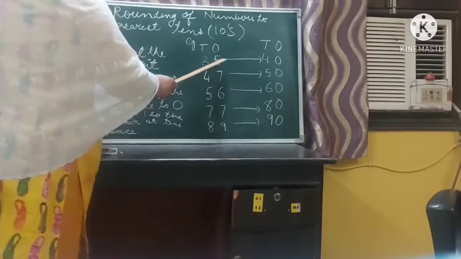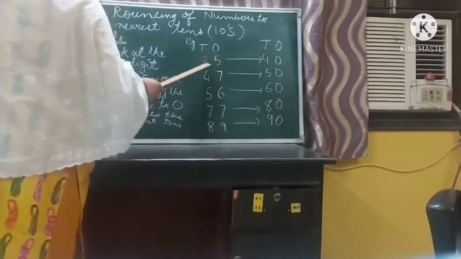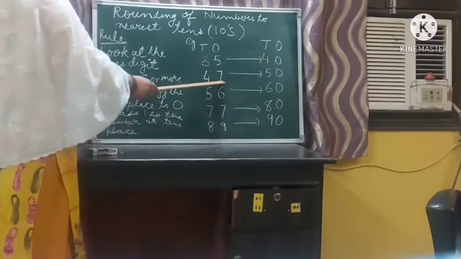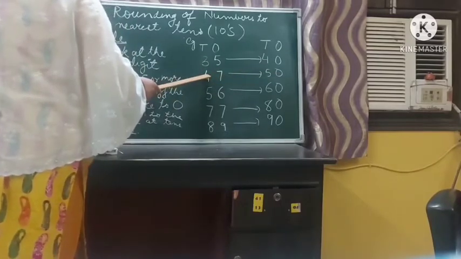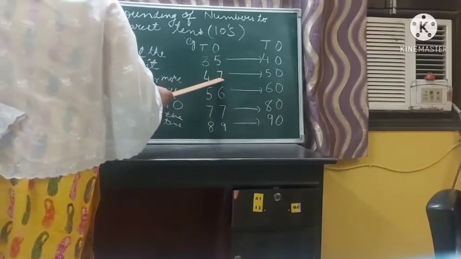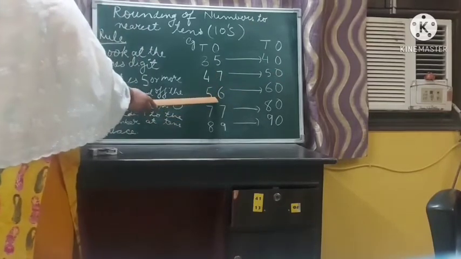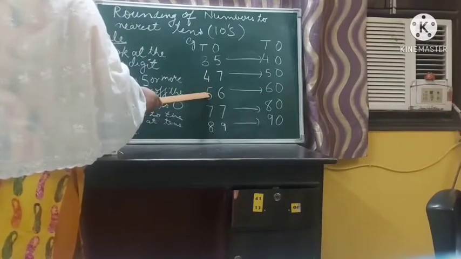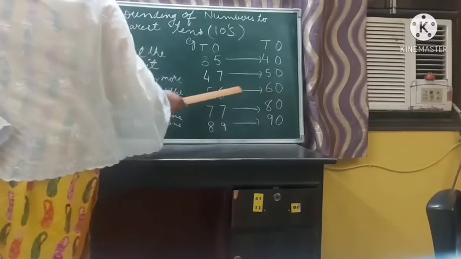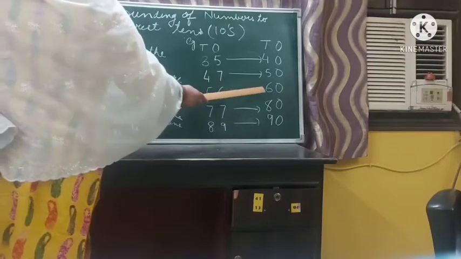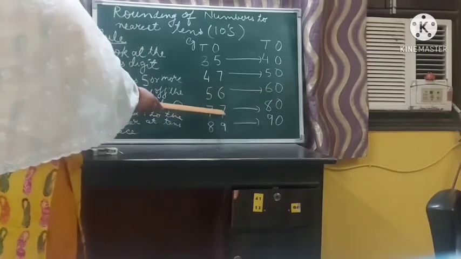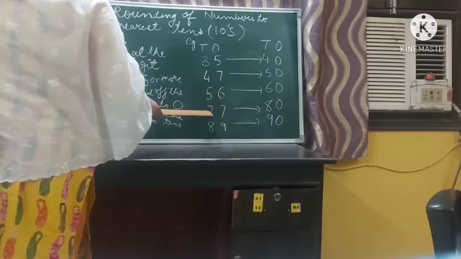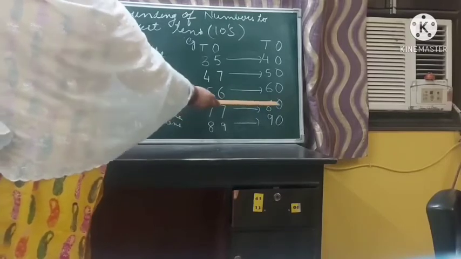In this 35, the ones place was changed into 0 and in the tens place 3 plus 1, 4. We wrote 4. In 47, the ones place converted into 0 and 4 plus 1 is 5. So 47 changed into 50. In this 56, in the ones place we wrote 0 and in the tens place we added 1. 5 plus 1 was 6. So 56 became 60. In 77, the 7 at the ones place became 0 and the tens place 7 became 8. 7 plus 1 is 8. So 77 became 80.